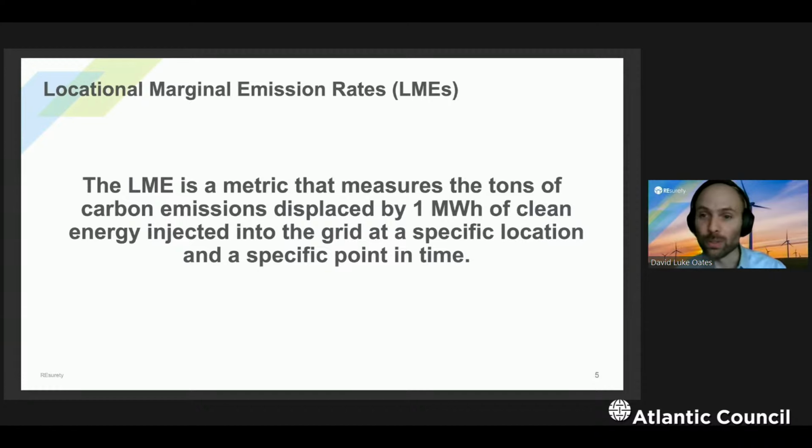So in some time intervals, the marginal generator could be a relatively dirty coal-fired power plant. In other intervals, it could be a relatively clean natural gas combined cycle power plant. And in some intervals, you can even have clean generators like wind or solar that are marginal because they're being curtailed, usually to manage transmission congestion.